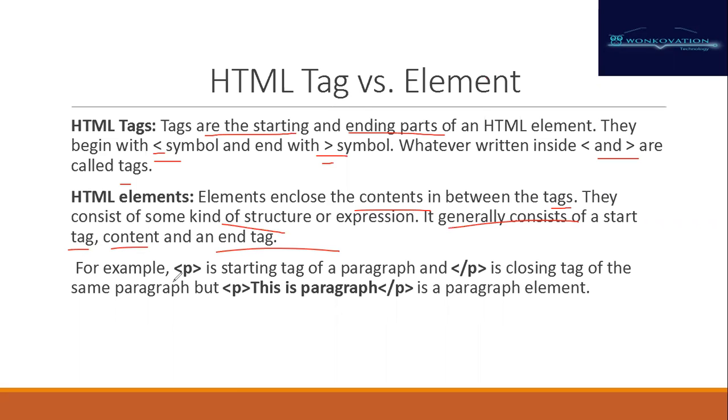For example, see, this is the paragraph tag which we have discussed in the previous section. There is some content which is written in between them, and there is a closing tag over here. So this is the example. This is the opening tag of a paragraph. This is the ending tag of a paragraph, which is also known as the closing tag. And in between, whatever is written is an HTML element. And these are the HTML tags.